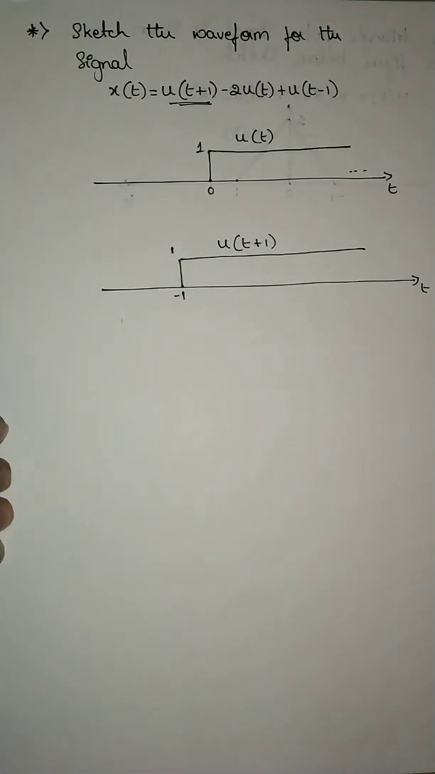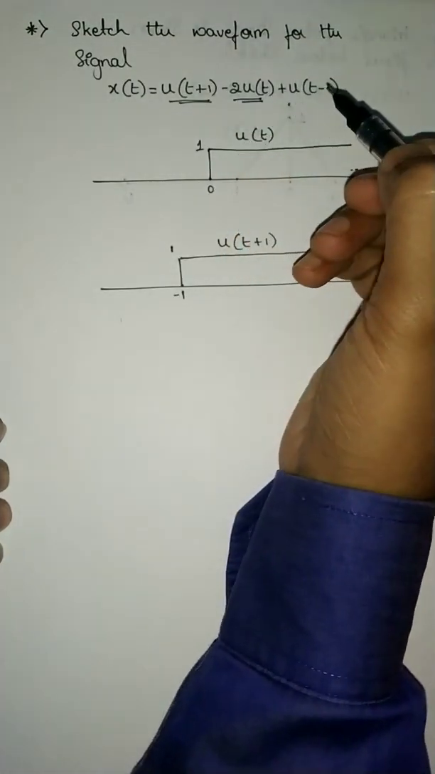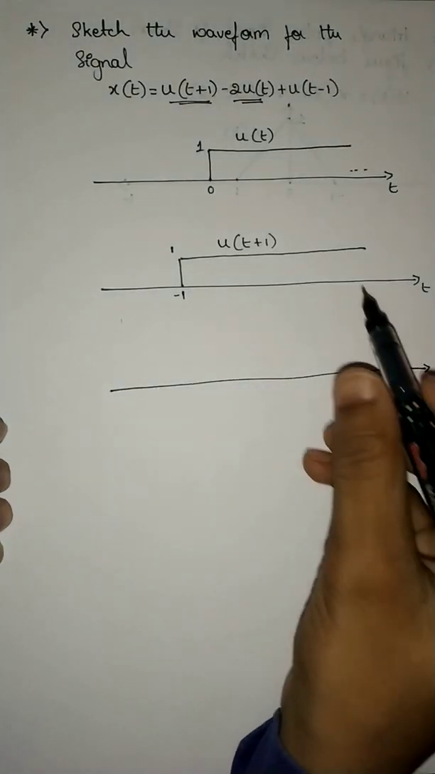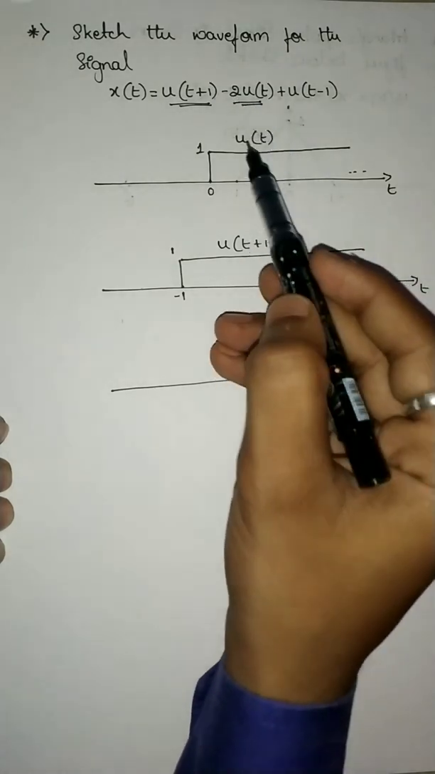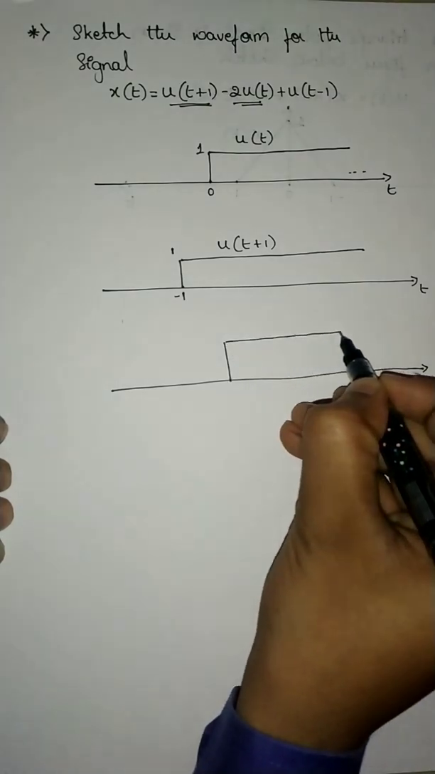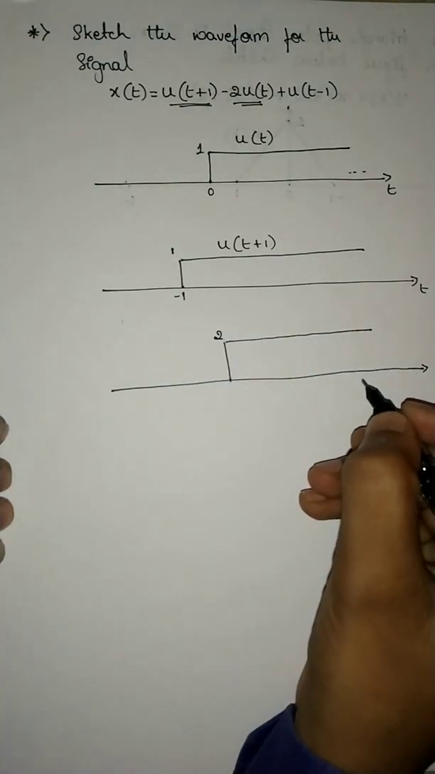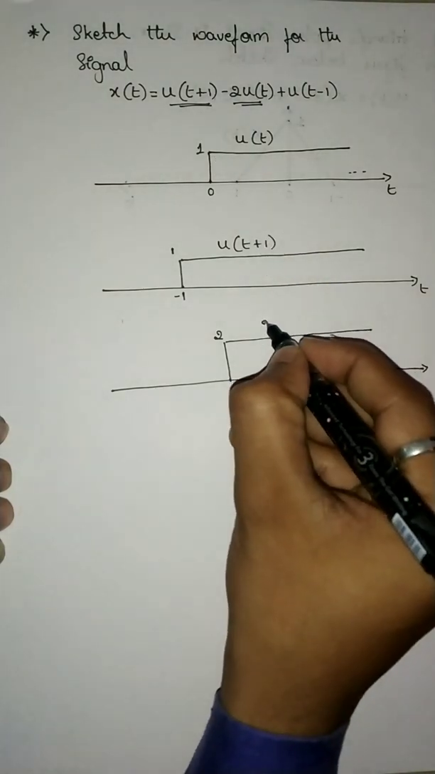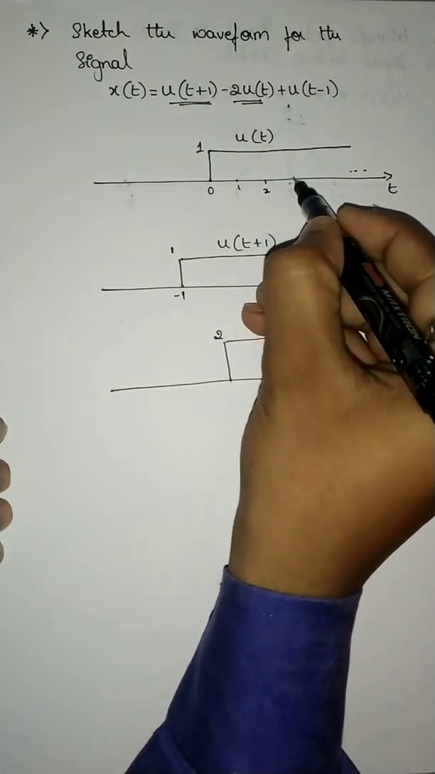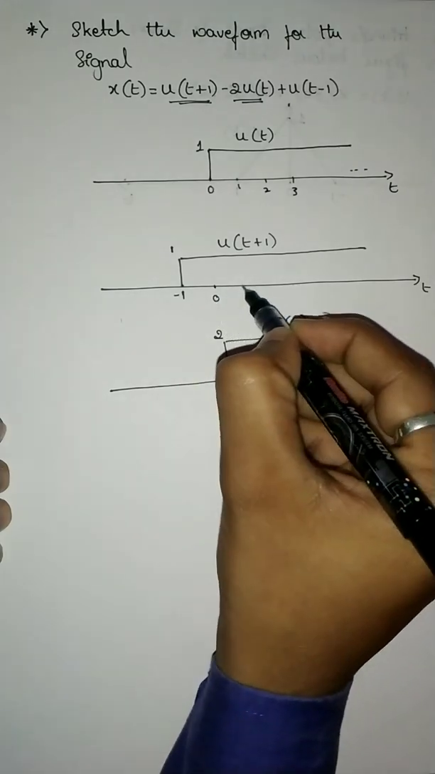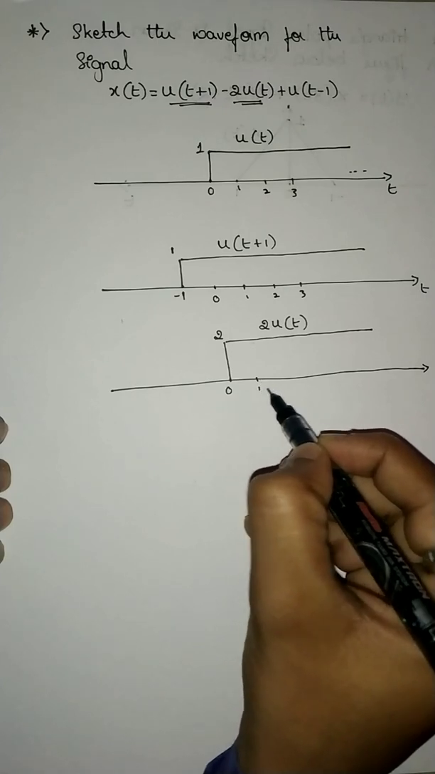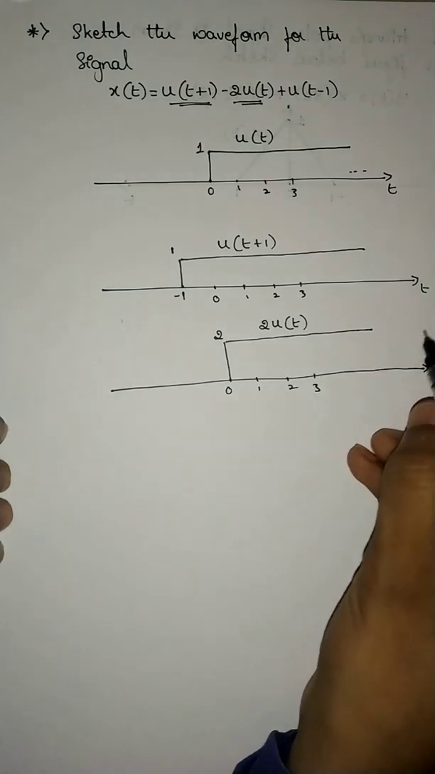And the second part is 2 times u of t, where we are going to multiply the amplitude by the value 2. Previously the amplitude was 1, now the amplitude is 2. It starts at 0 only, 2 times u of t, and it keeps on going till infinity.